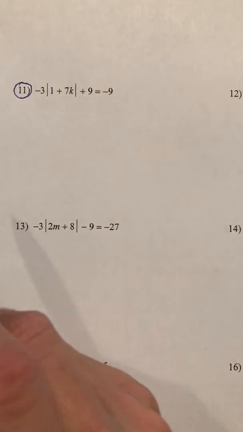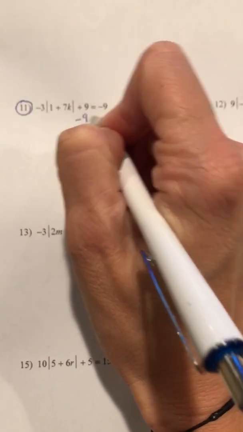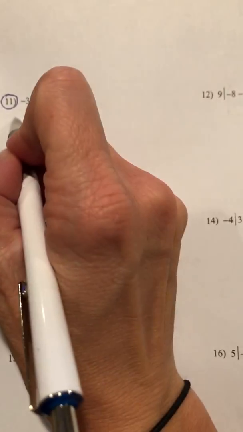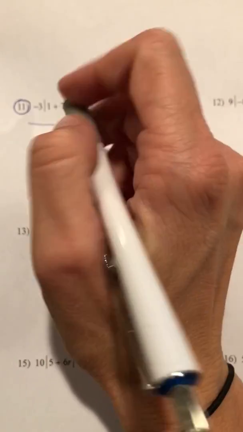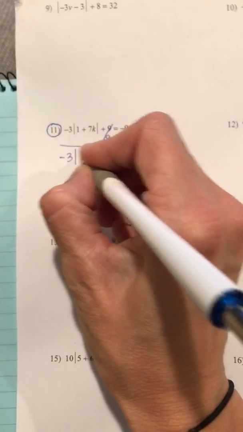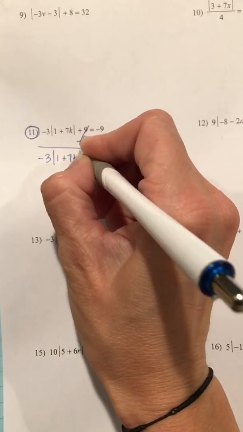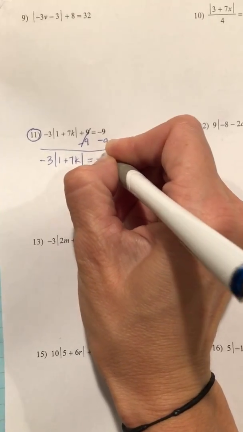So I will do so by using opposite operations. I'll start by subtracting 9 from both sides to get rid of that 9. So negative 3 times the absolute value of 1 plus 7k is equal to negative 18.